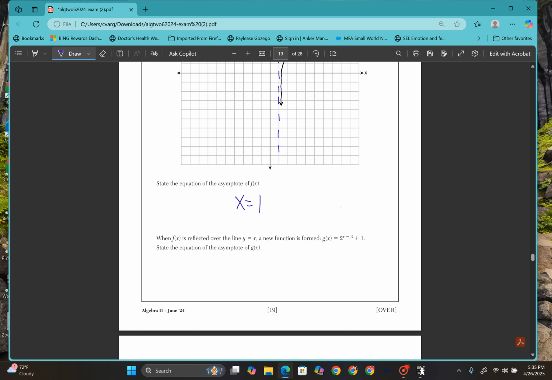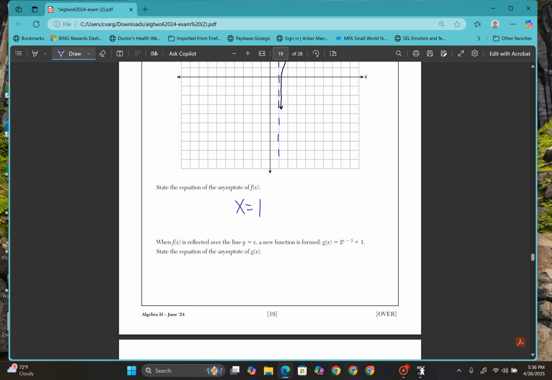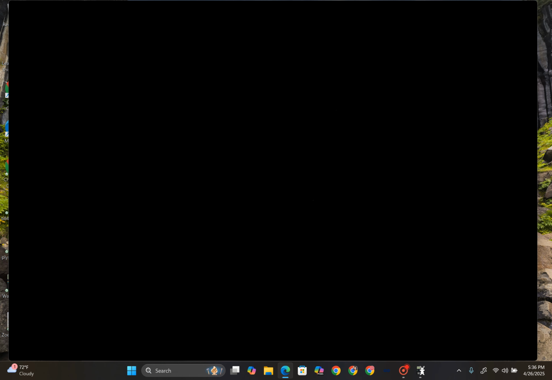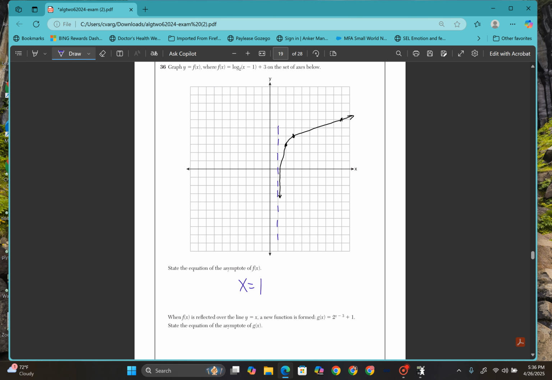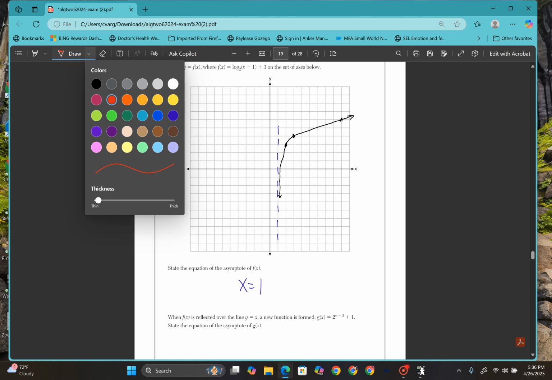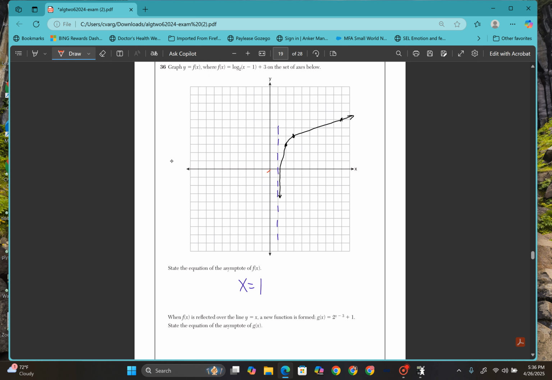It says when f of x is reflected over the line y equals x, a new function is formed. That's called the inverse. Then it says state the equation of the asymptote of g of x. What does that mean? If I were to take my function and do the inverse of this, that means I'm going to flip it over the line y equals x. y equals x is a line that looks like this.